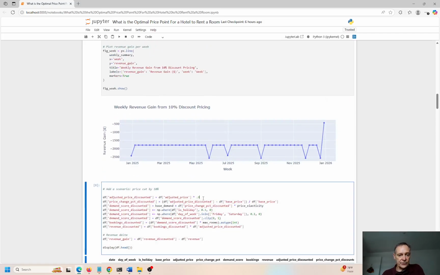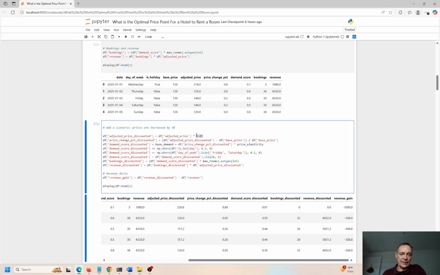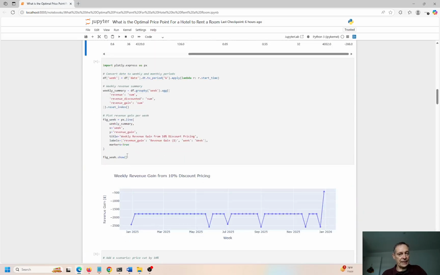But what if we decrease the price 10%? So in this case, look at this. We increase the rate by 5%, 1.05 times the adjusted price, okay? The F times adjusted price 1.05 gives us the adjusted price discount, right? So we increase it 5%, and this is the revenue. This is the bottom line. So we have less people coming, right?